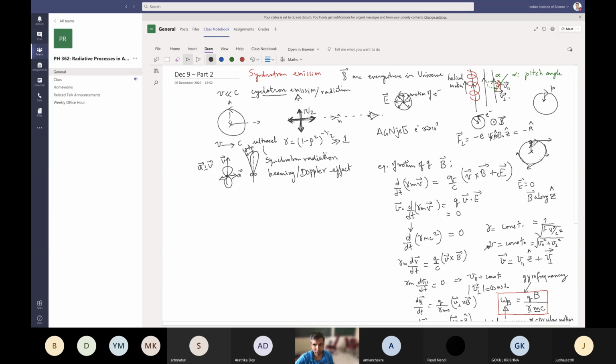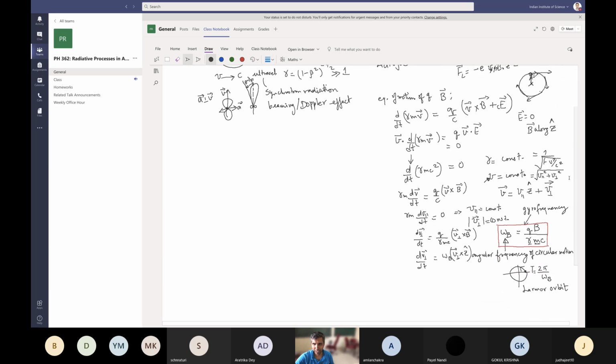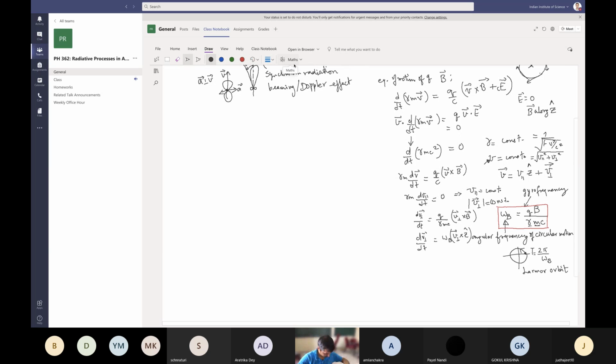Okay. And if velocity is V, then V parallel is equal to V cos alpha, and the magnitude of V perp is V sine alpha. Of course, the V perp vector changes as the particle goes around in the circle. So this is pitch angle. Good.